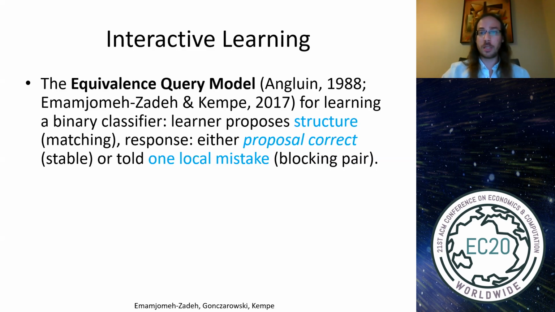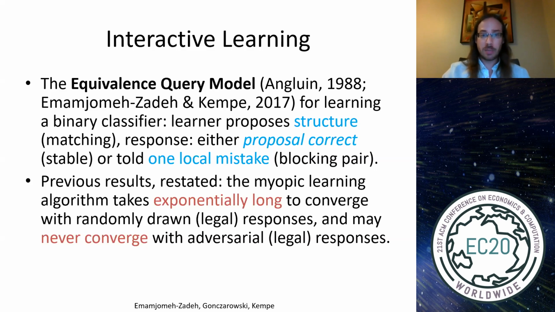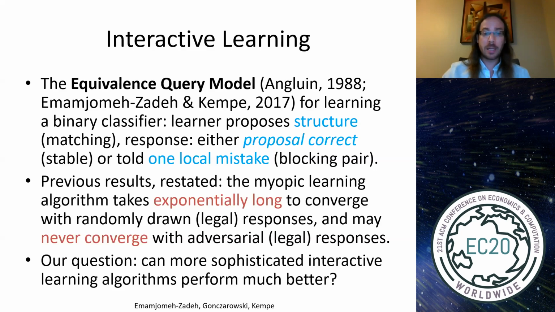So the learner proposes generally a structure. In our paper, it's a matching. The response is either that the proposal is correct, in our case, a stable matching, or being told one local mistake, which we model as a blocking pair. And previous results restated to this model basically say that the myopic learning algorithm takes exponentially long to converge to a stable matching with randomly drawn legal responses, legal meaning that they're actually blocking pairs, and may actually never converge with adversarial legal responses. And we ask, can a more sophisticated interactive learning algorithm perform much better than that?